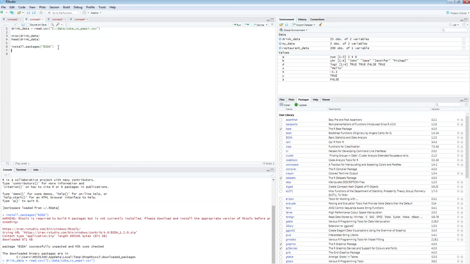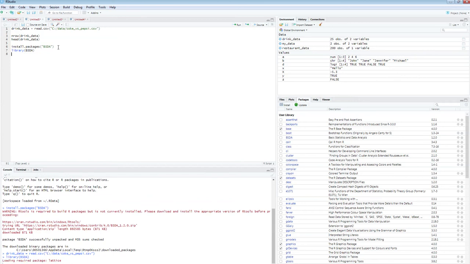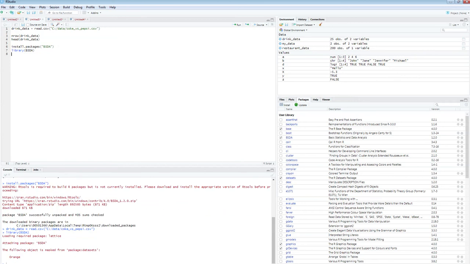Okay, very good. And remember, the next step, every time you install a package, you have to load the package into the active memory, and that is done by the function library. All I have to do is say which package I want, BSDA, and there you go. So I load the package. It says loading required package, attaching BSDA. The following object is masked from... I don't really know what that means, but okay, cool.